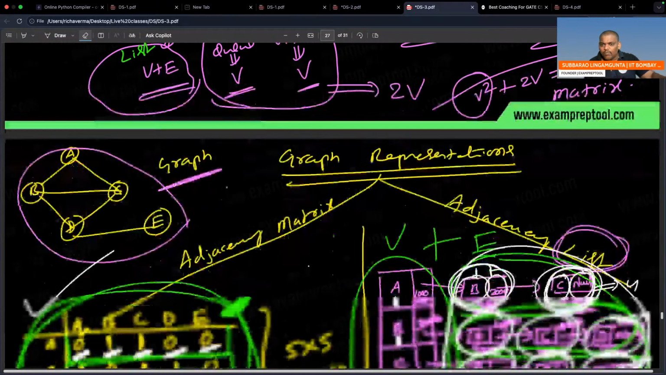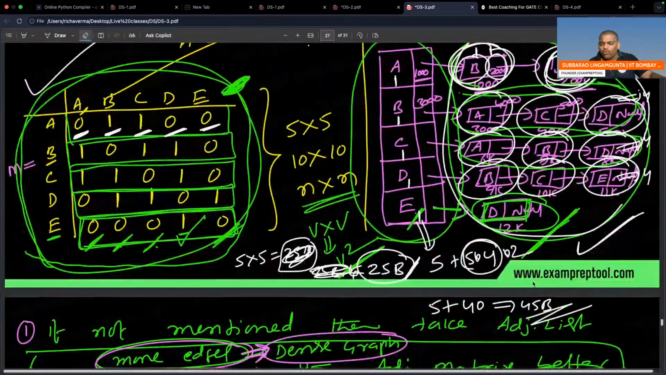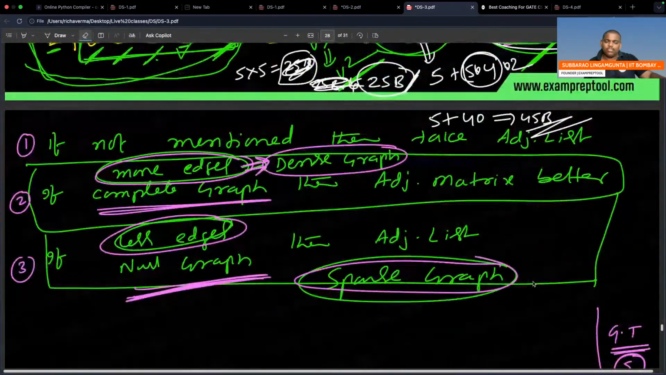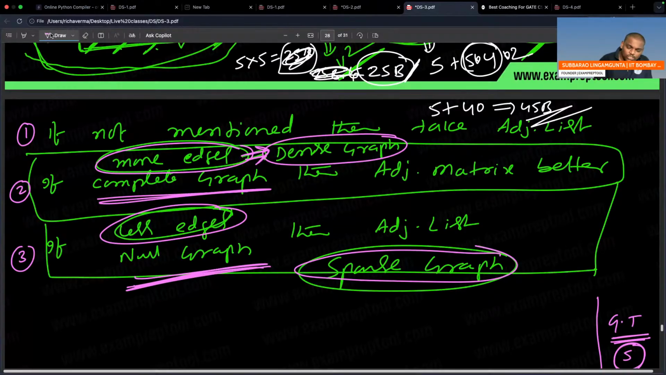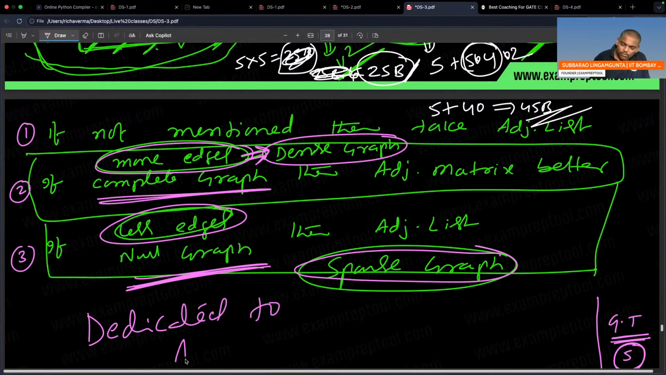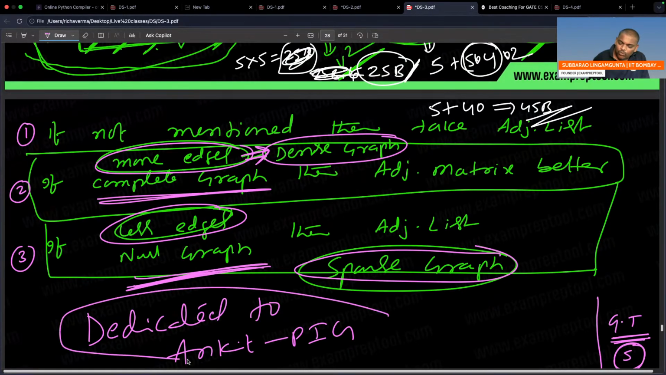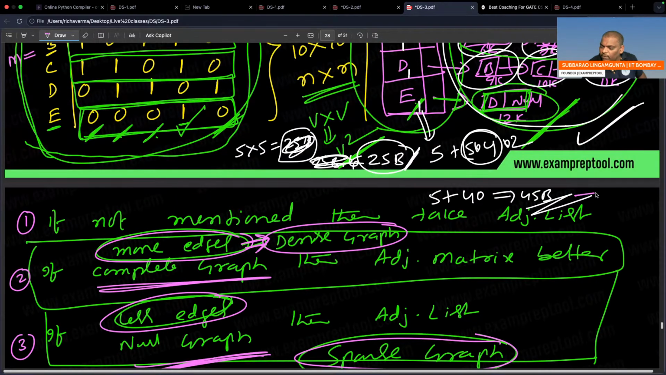This is the extra stuff. Whatever you got, that's okay. This is extra stuff, dedicated to Ankit. This story is dedicated to Ankit, and this one is dedicated to Amartya.